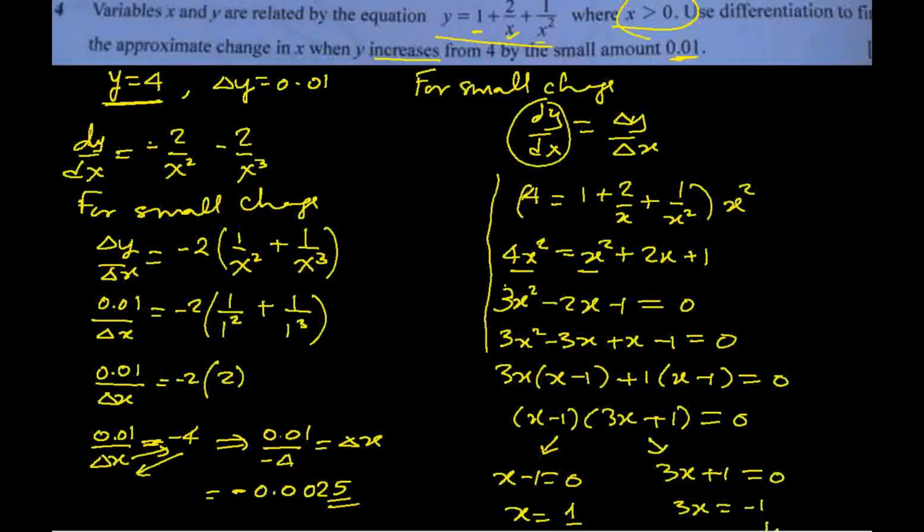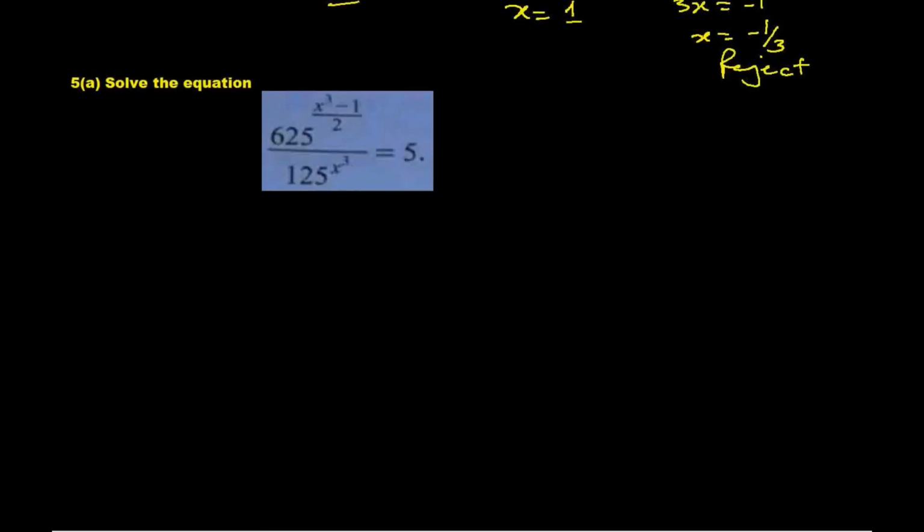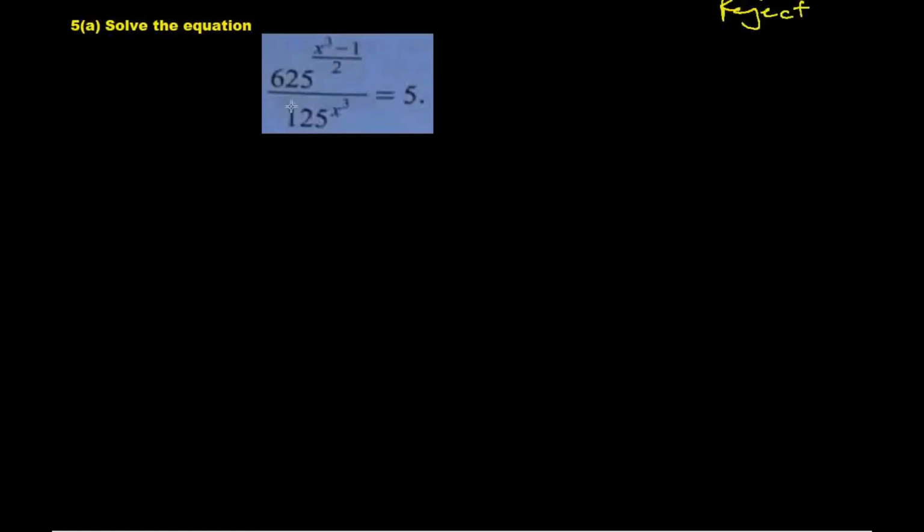Let's move on to question number 5, which says that we have to solve this equation. And if we observe carefully this equation, we can see that all the numbers involved are power of 5. 625 is 5 to the power 4. 125 is equal to 5 cube, and we have a 5 on the right side. So that will help us to solve this. So what will I do?